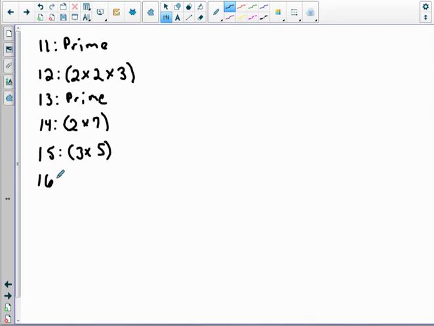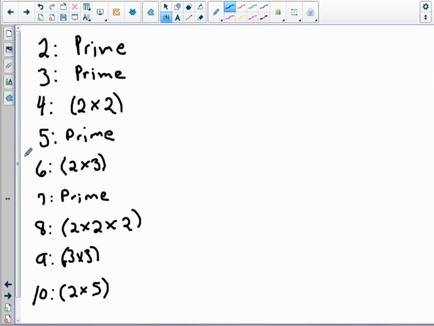Now here's a really interesting one. 16. I know it's divisible by 2, but 2 times 8, do I have 8 back here? I do. And 8 is 2 times 2 times 2. Now something you might see, and you will see actually, in IXL is they might, instead of writing it as 2 times 2 times 2, they might write it as an exponent.